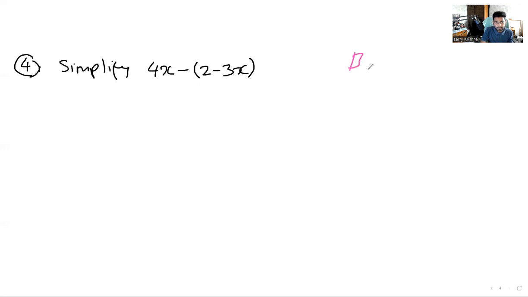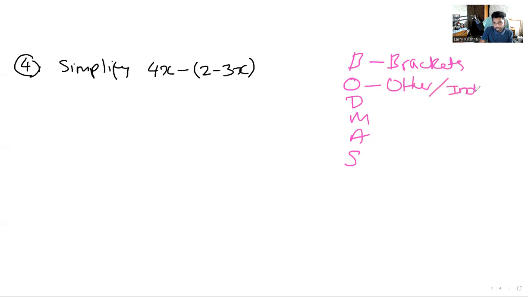We have B, O, D, M, A, S. Oh God, put the S there. Okay, there we go. So B is going to be brackets. O is other, or as most of you guys would know nowadays, indices. D is division. M is multiplication.